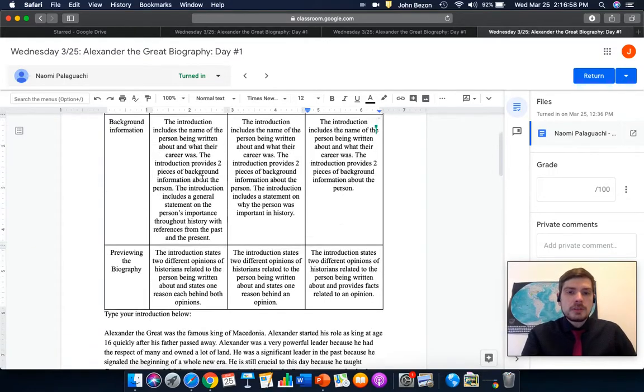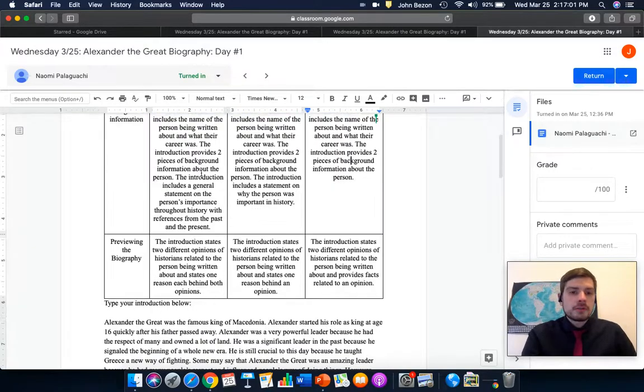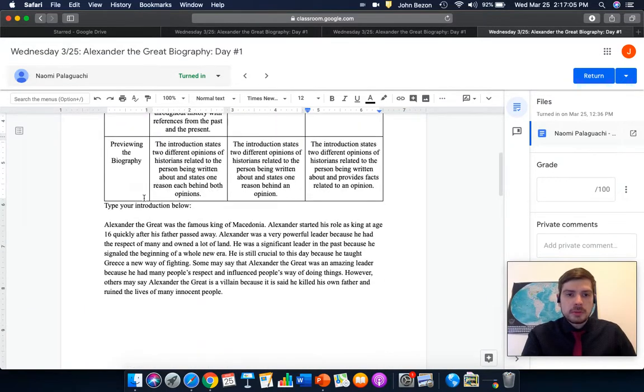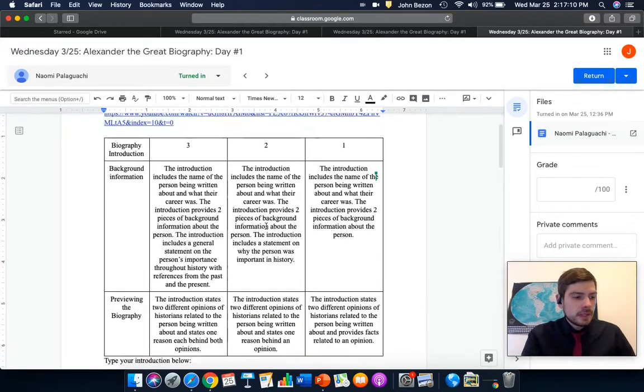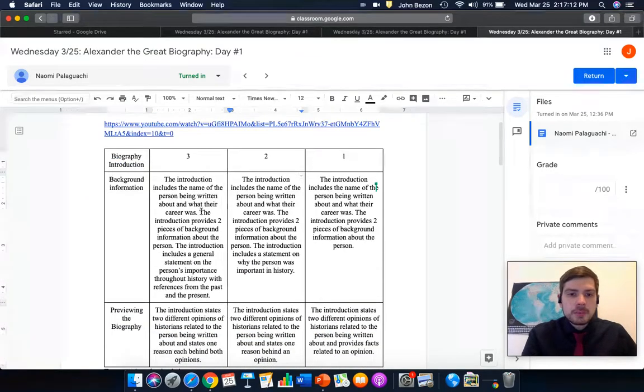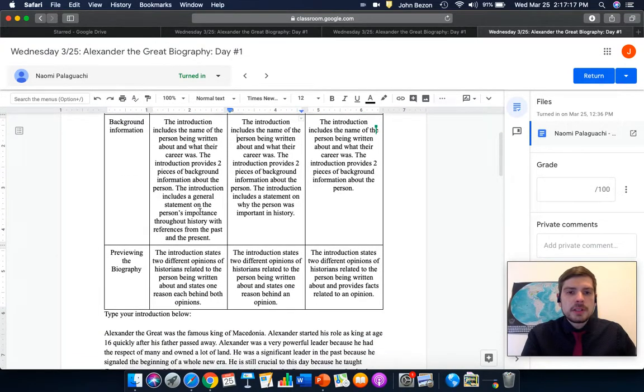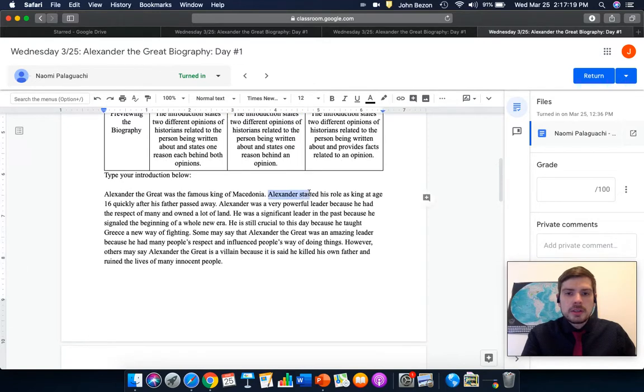So again, I'm going to use the rubric and I'm going to grade Naomi's writing right now. So first of all, it mentions the name of the person being written about and what their career was. Does she do that? Alexander the Great was the famous king of Macedonia. She does do that. And then I take the rubric. Does the introduction provide two pieces of background information about that person? Well, let's see here. Alexander started his role as a king at age 16, quickly after his father passed away. Yep, that's background info. Alexander was a very powerful leader because he had the respect of many and owned a lot of land. Two pieces of background info, that's really great.